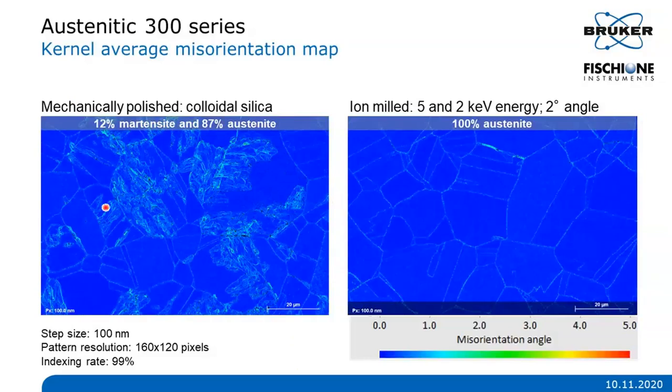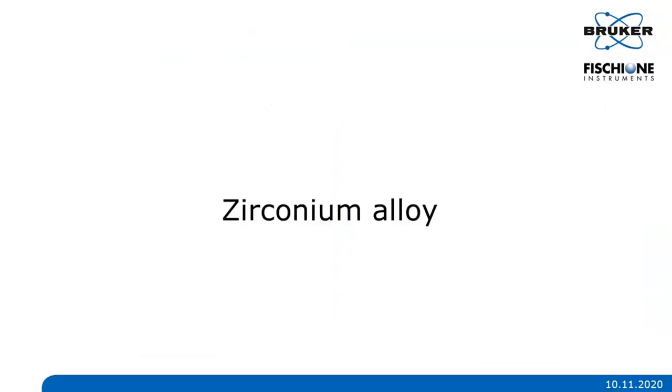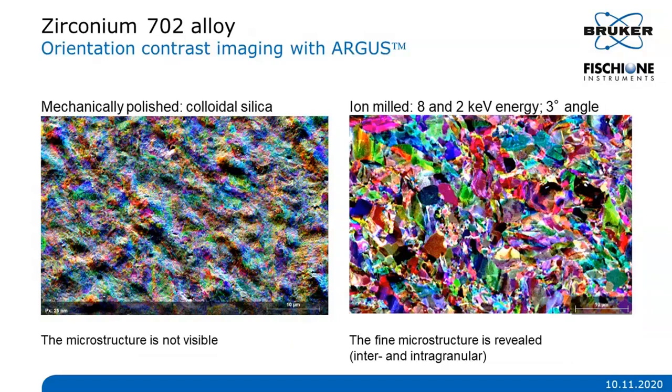And now let's look at a very difficult material. There was an example in the webinar invitation. It's the zirconium alloy, but as you have never seen it. Yes, zirconium alloys are very difficult for sample preparation. As you can see here on the next slide, on the left, there is an example of zirconium 702 alloy, which was heavily deformed. In the picture on the left, you can see the mechanically polished sample. No microstructure is visible, only some topography from mechanical polishing.